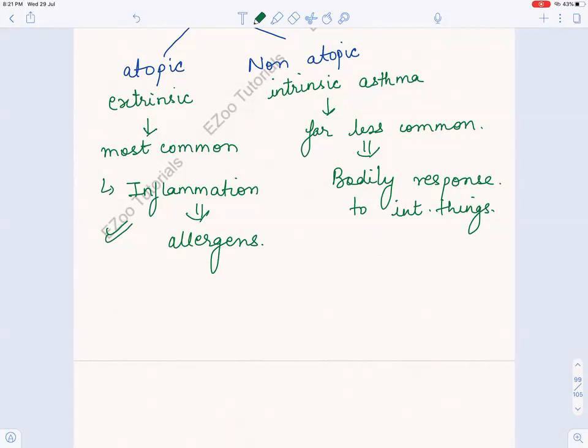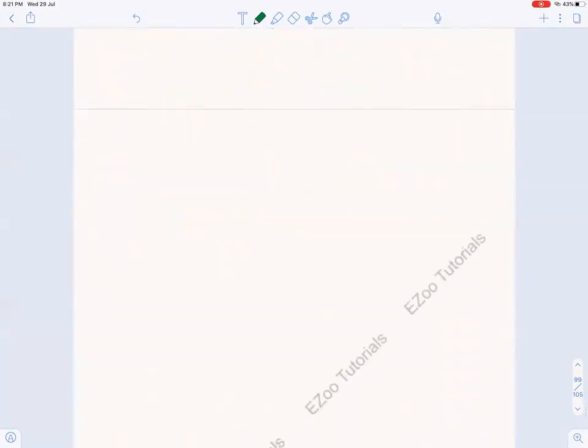This happens due to allergens. Now let us see what is happening in asthma. I hope you are enjoying this, right? So this is a cross section of bronchioles.